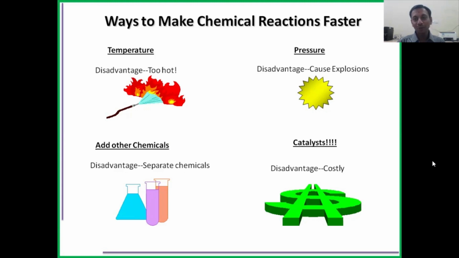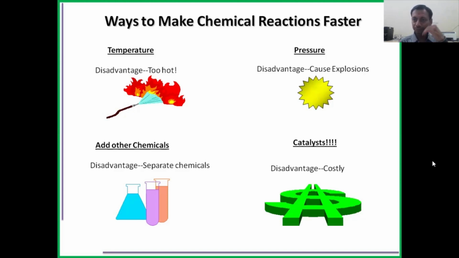Catalyst, we all know it can increase the rate of reaction. But the disadvantage sometimes is that if we use precious raw materials to make a catalyst, then the whole system is expensive, it is costly. So with this background, I'm going to show you the recent literature on heterogeneous catalysis.